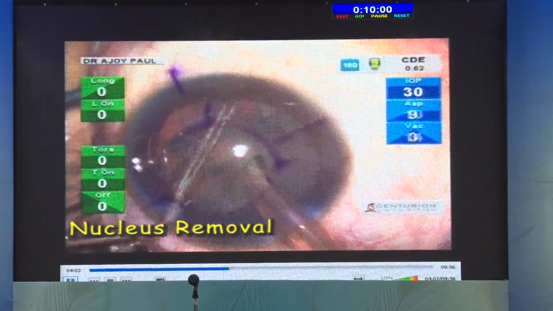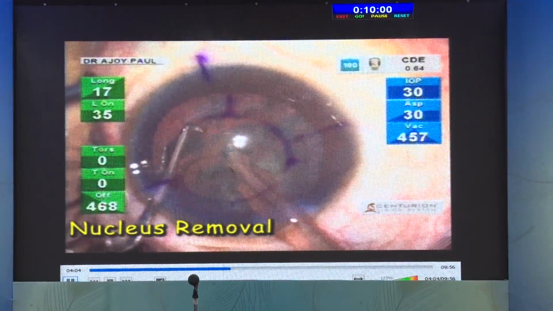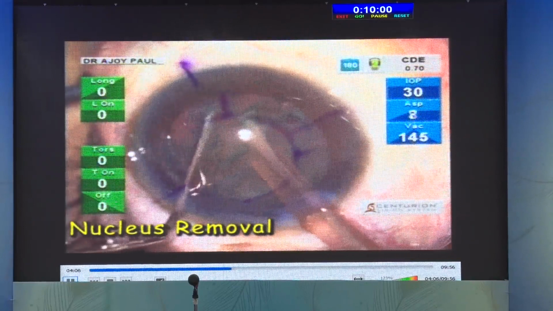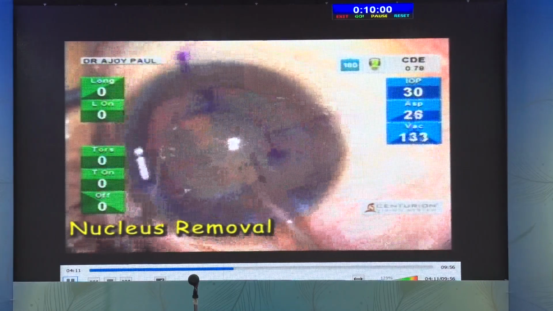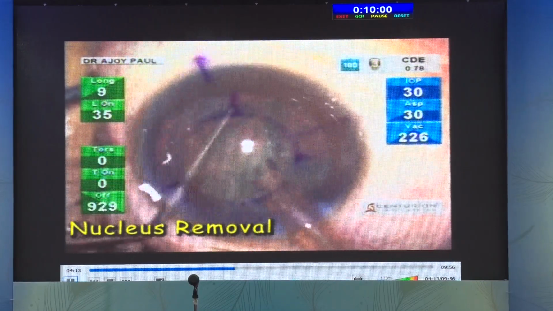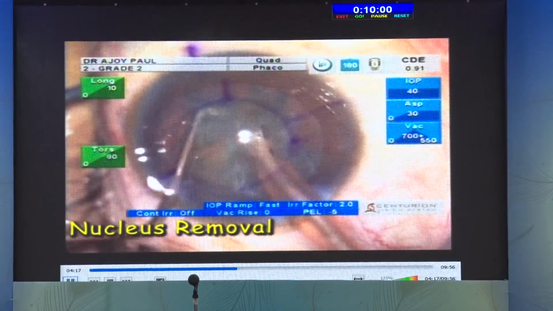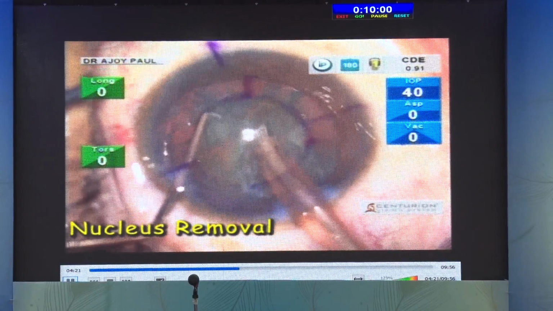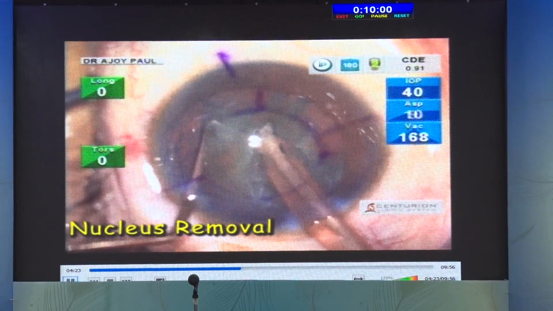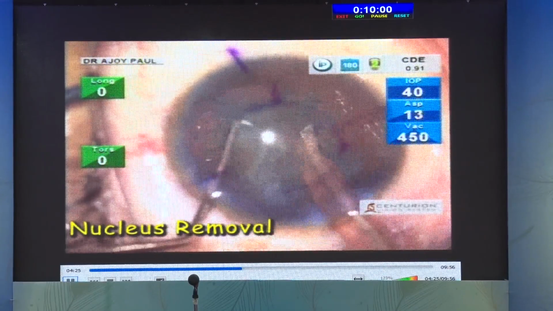Here we're doing a hypermetropic eye, as you can see. This is a 52-year-old gentleman who has early lenticular sclerosis. I'm trying to do it with IOP 30, and I've fixed the vacuum at around 600, but still I'm feeling some fluctuation. The anterior chamber is too tight, so I've increased the IOP to 30 to 40, and that's where I'm getting better control.